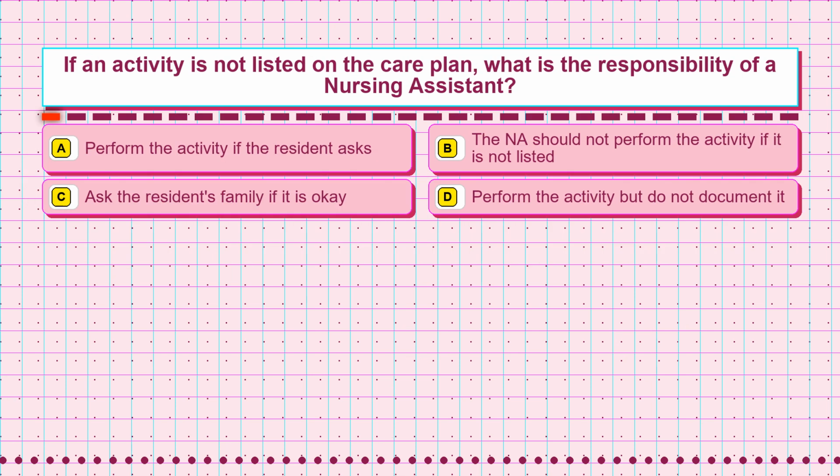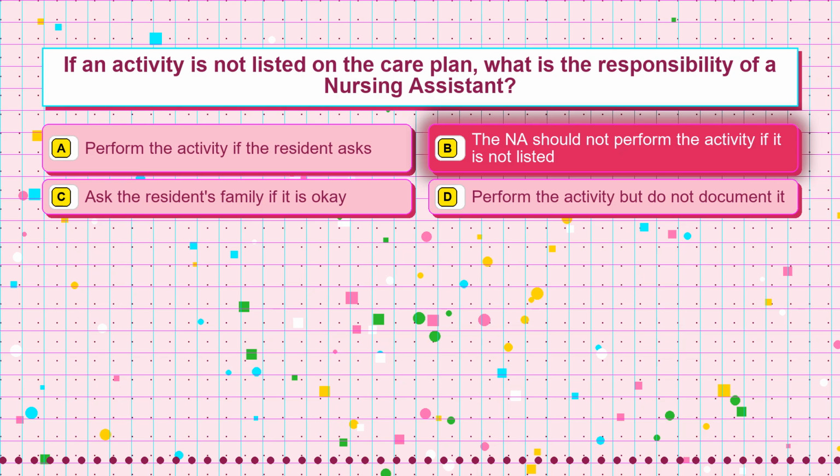Question 86. If an activity is not listed on the care plan, what is the responsibility of a nursing assistant? Option A. Perform the activity if the resident asks. Option B. The NA should not perform the activity if it is not listed. Option C. Ask the resident's family if it is okay. Option D. Perform the activity but do not document it.